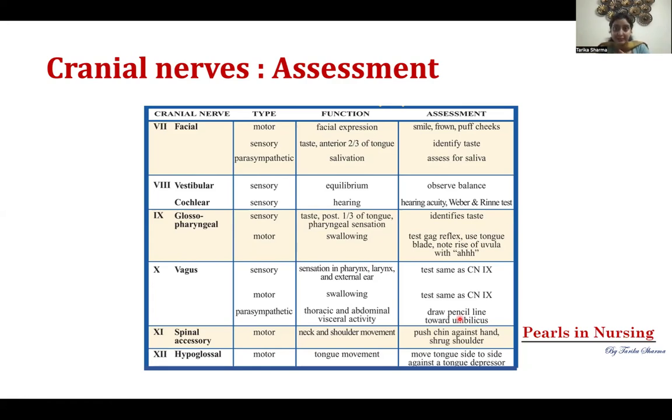Then we have the ninth nerve, which is the glossopharyngeal nerve, which again is a mixed nerve, performing sensory as well as motor function. For assessment of this, we have to identify the taste. What will you do? On the posterior one-third of the tongue you will be keeping some familiar objects like sugar, salt, lime, etc., and ask the person to identify the taste. If he is able to do so, it means the glossopharyngeal nerve is normal.